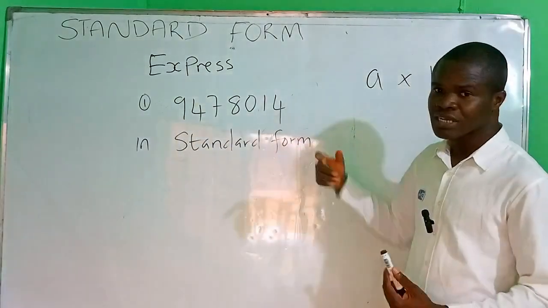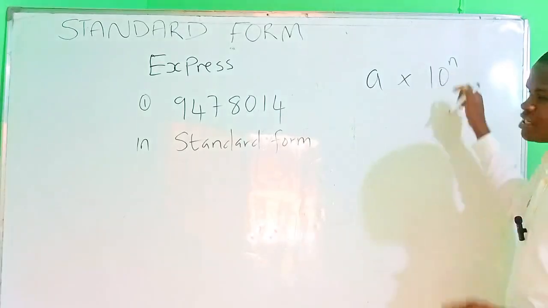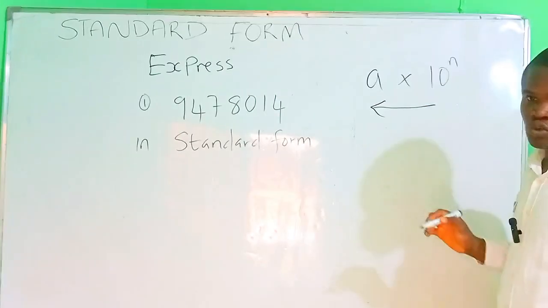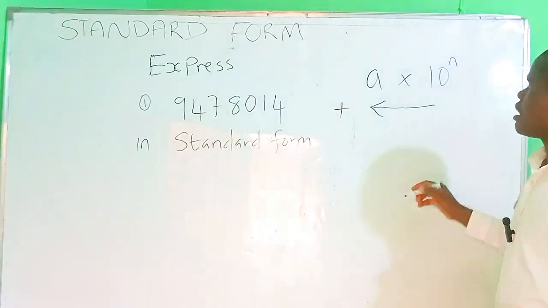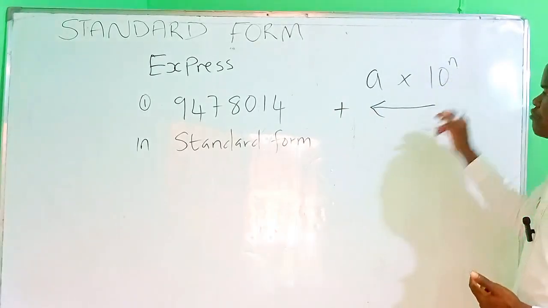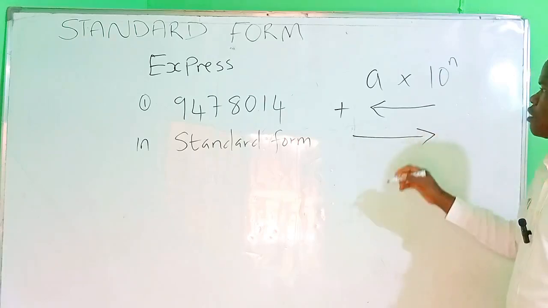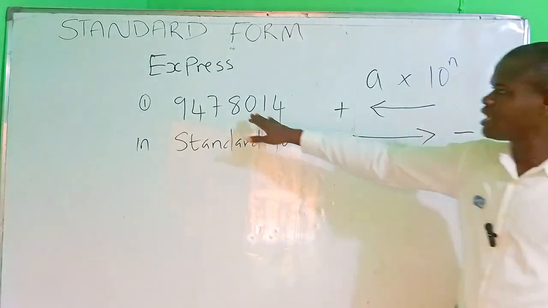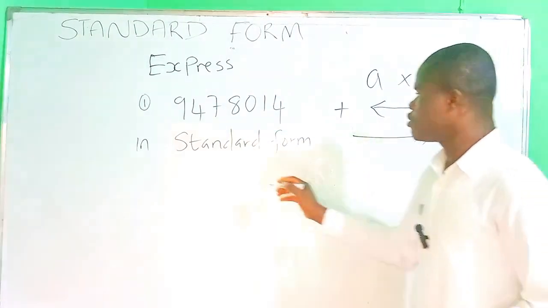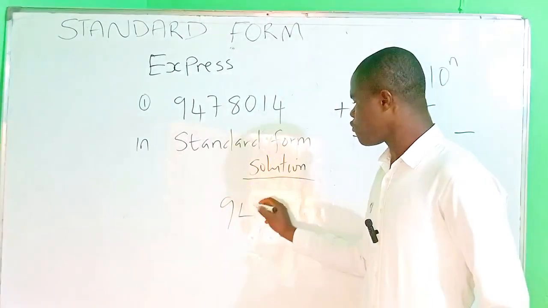I'm going to move it from here to the front of 9. So as we move, we count. This n will be positive if we move the decimal point this way, and this n will be negative if we move the decimal point this way. That is if you count this way. Okay, so let's put this number in standard form.